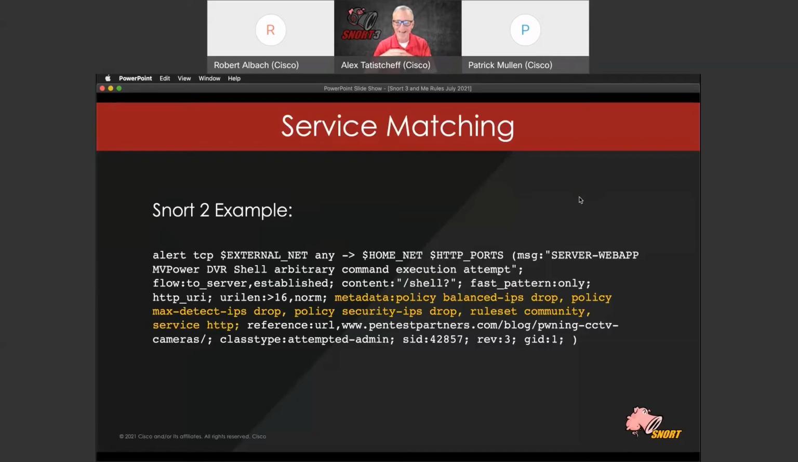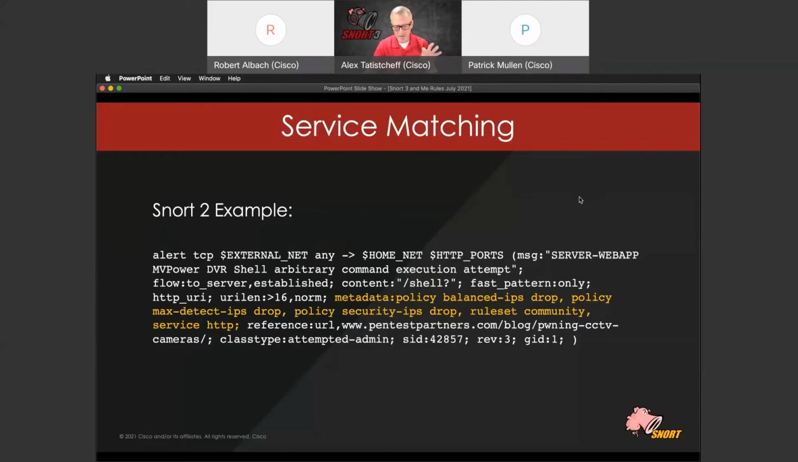security is drop, and those actually are used not only by the commercial system. If you have something like pulled pork, for instance, and you say I want to use the balanced rule set, it'll actually look at this metadata and use that, and that's fine. But again, those are not detection keywords. But you notice at the end there is a service HTTP keyword that actually is a detection keyword, going to change how the rule works.